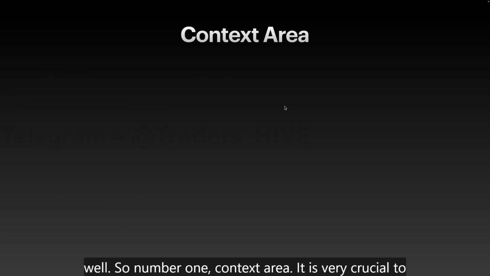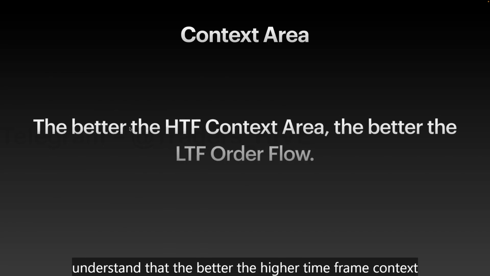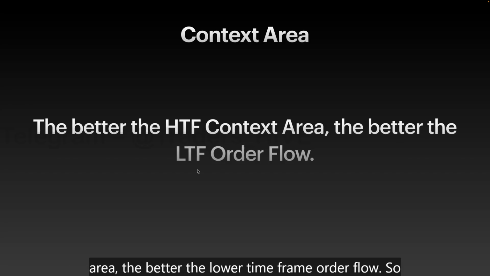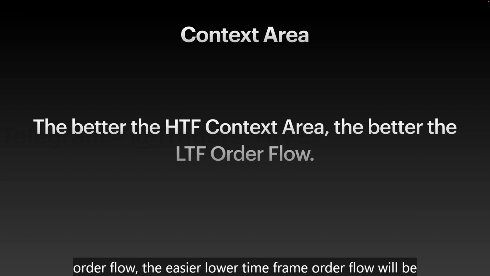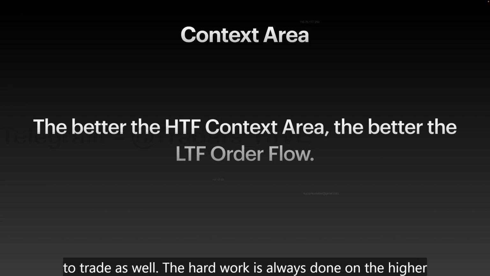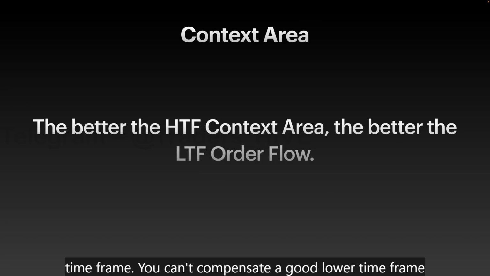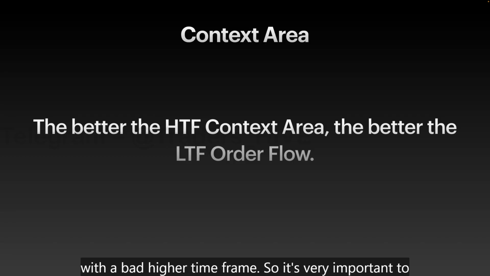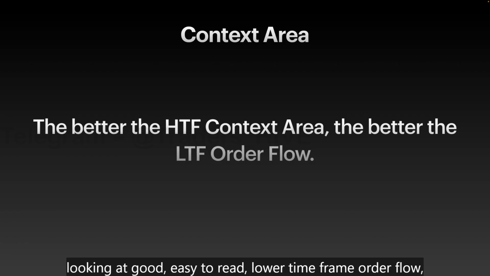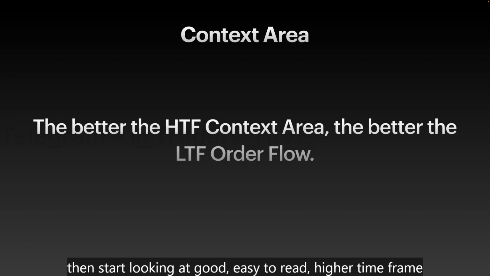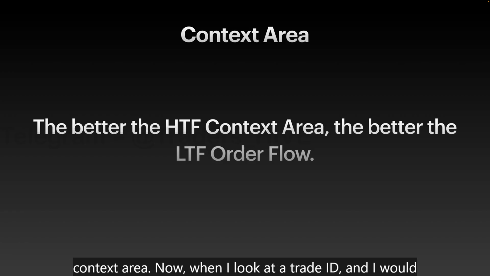So number one, context area. It is very crucial to understand that the better the higher time frame context area, the better the lower time frame order flow. Essentially, the better the higher time frame order flow, the easier lower time frame order flow will be to trade as well. The hard work is always done on the higher time frame. You can't compensate a good lower time frame with a bad higher time frame. So do yourself a favor: if you want to start looking at good, easy to read lower time frame order flow, then start looking at good, easy to read higher time frame context areas.